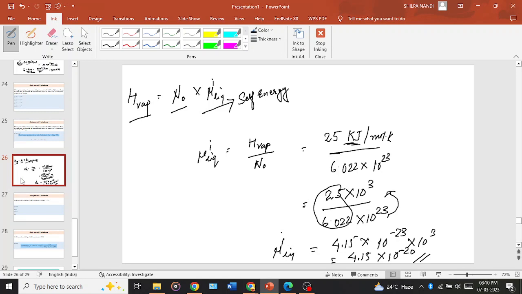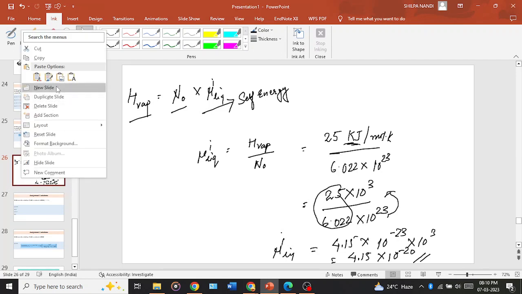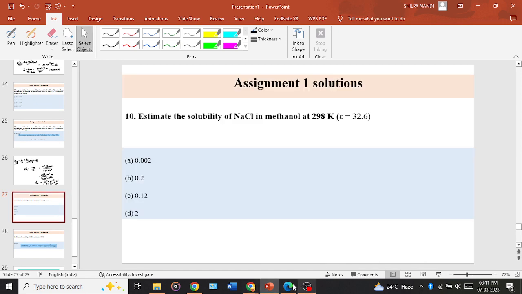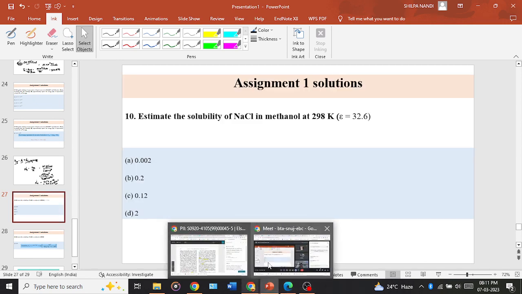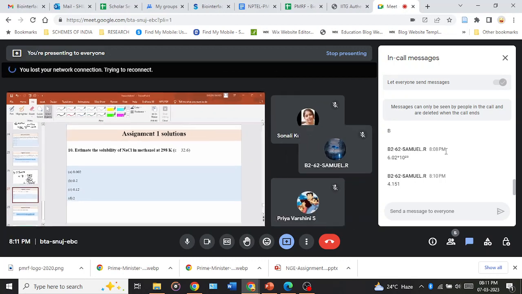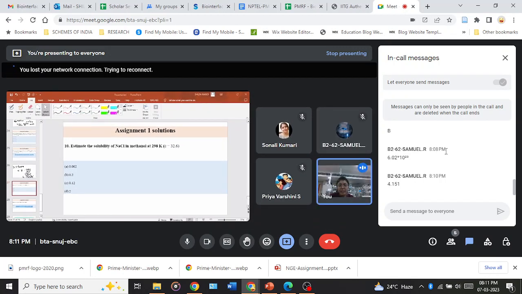Fine. Now let's just move on with our next question. Yeah, fine. Samuel also gave the answer. It is 4.151. Fine. I think this is quite clear to you. The last two questions, 8 and 9, both of them were related to each other.